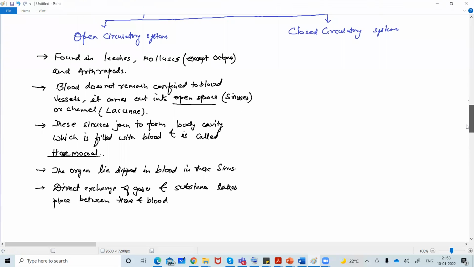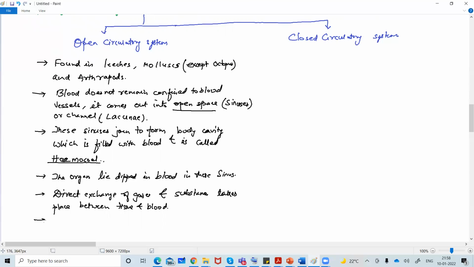Got it? So we can mention this point also here, that in open circulatory system, blood flows at a very low pressure due to absence of smooth muscles in the blood vessels.